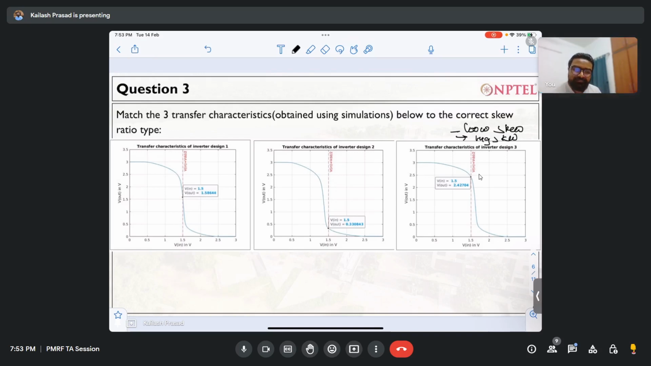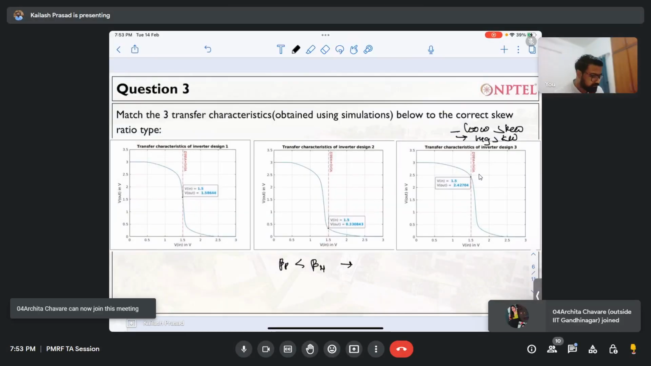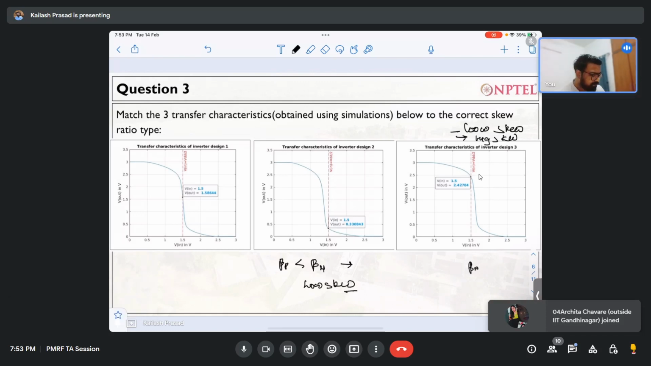For the first, the ratio of beta P and beta N: both betas for NMOS and PMOS are the same for the first curve. There won't be any skew. Okay. What about the second one? Beta P is less than beta N, that means the ratio is less than 1. So what kind of skew is it? Low skew. What about the third? The next one is high skew. Beta P is greater than beta N. High skew.